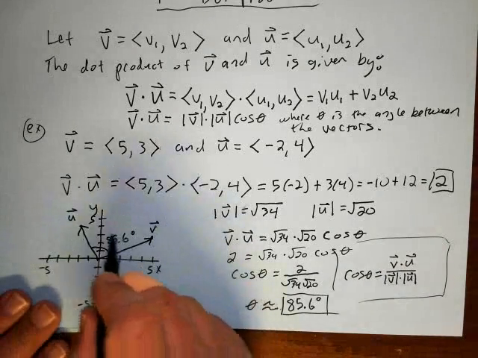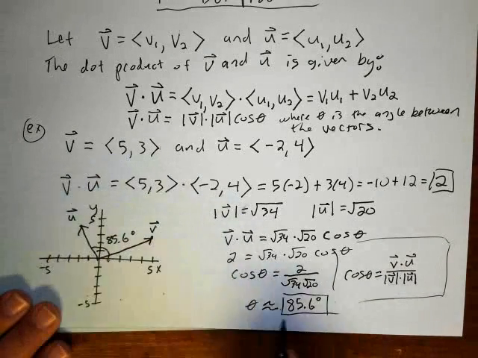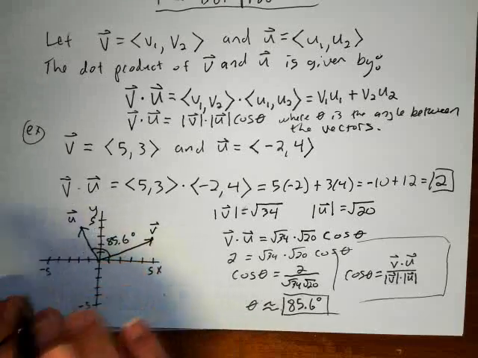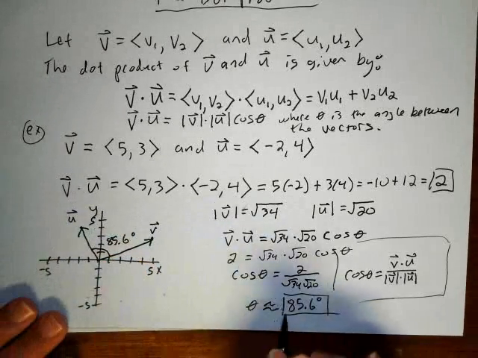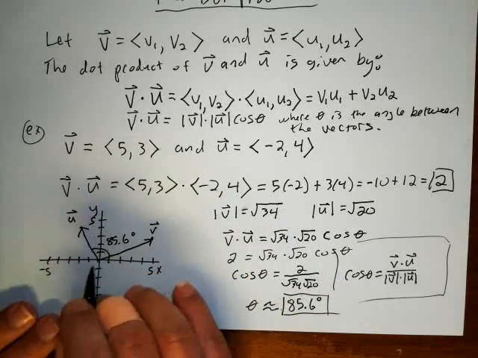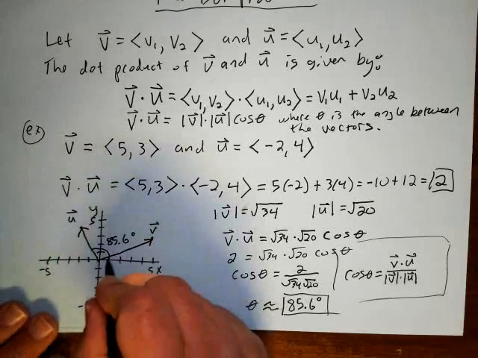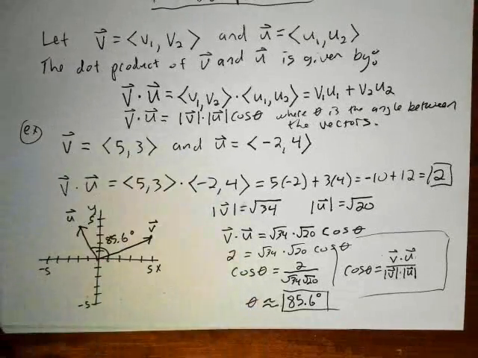And of course you're going to get an angle between 0 and 180. Cosine gives you the angle between 0 and 180. And so you're going to be getting the smaller of the two angles between. So I'm not going to be getting this angle, I'll be getting that angle.